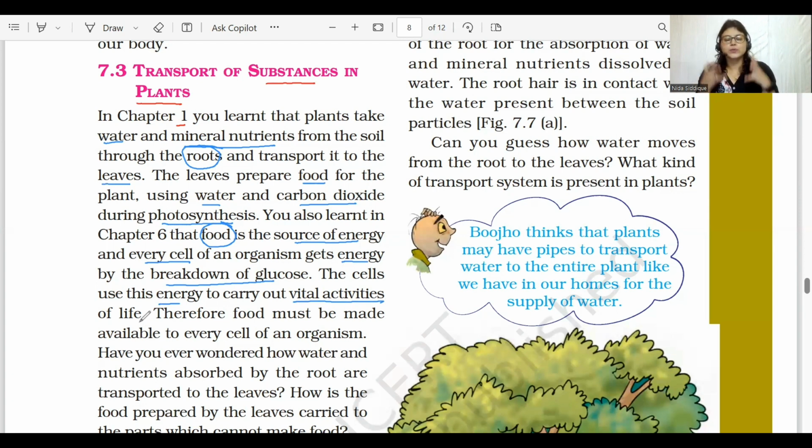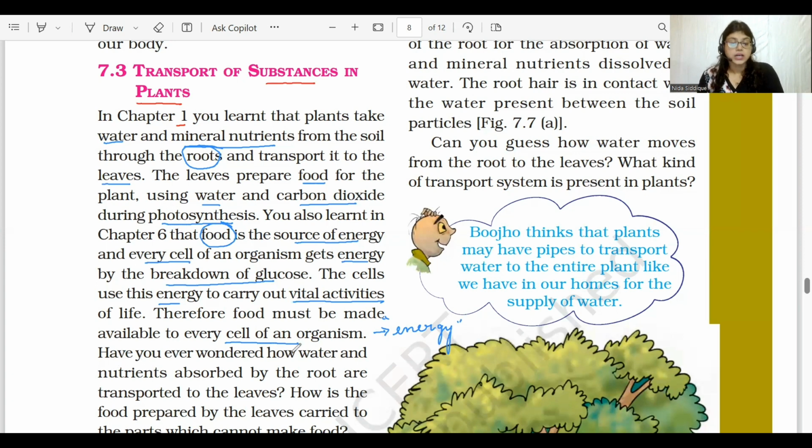The food that plants prepare, they use for themselves also, and of course they are the producers. We are also taking the food from the plants directly or indirectly. Therefore, food must be made available to every cell of an organism, okay, so that every cell has energy for doing the required vital activities.